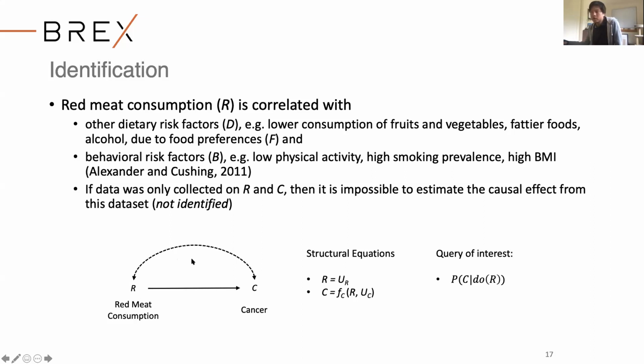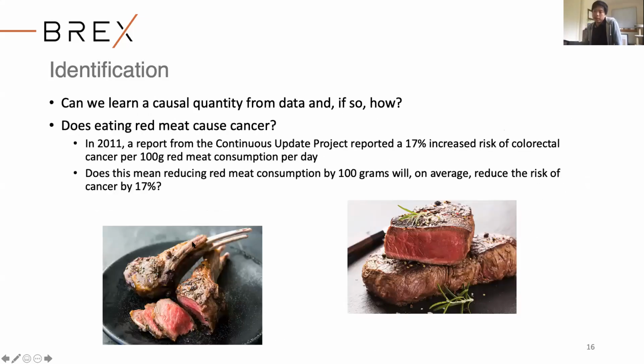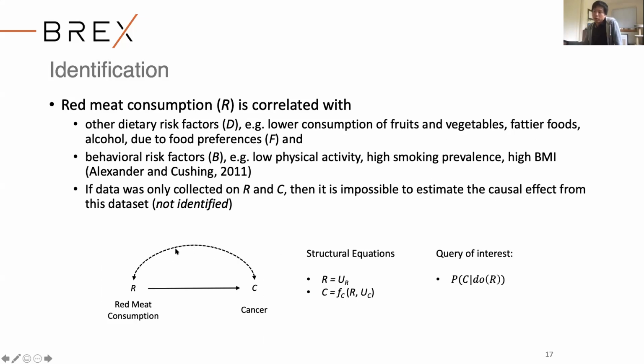There's basically common causes of both of them. So that means there's the presence of some kind of confounding. In this case, it's the dietary risk factors and the behavioral risk factors. This double-edged, bidirected edge in the graph symbolizes that there's some kind of common cause of these two variables that I don't observe. In this case, it's D and B, the dietary risk factors and the behavioral risk factors. And since I haven't collected any data on that, I cannot actually answer this question.